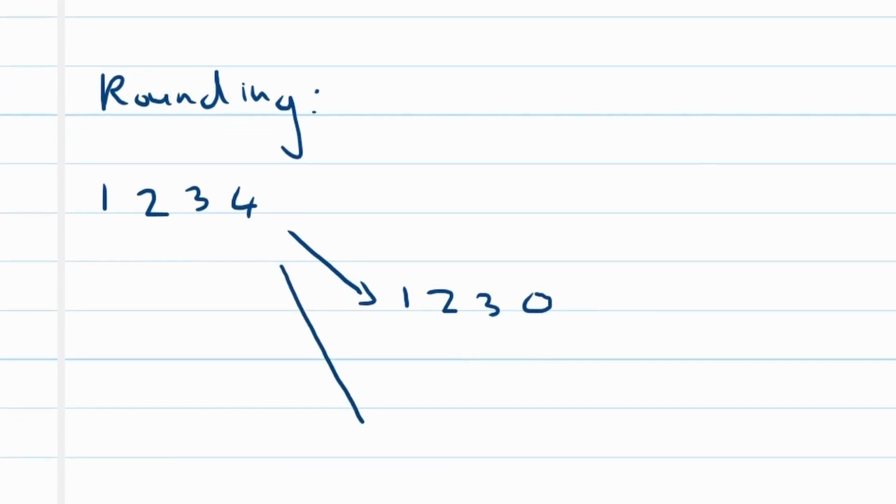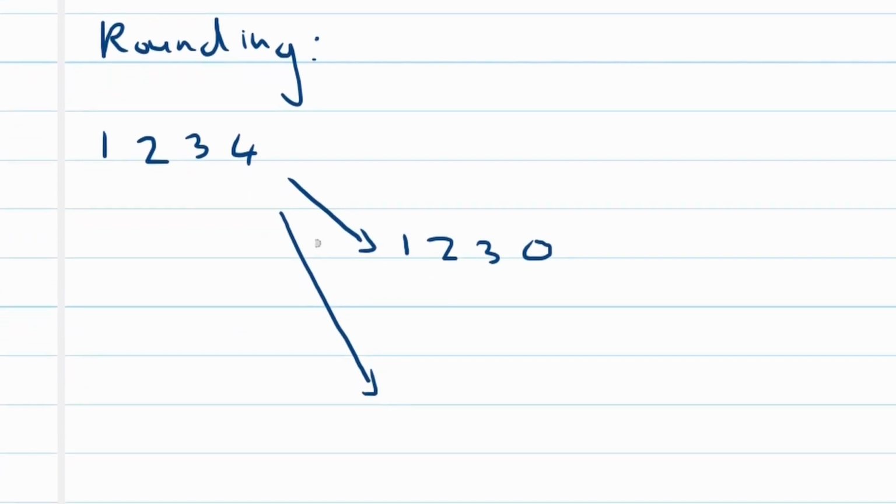If I say to the nearest hundredth, then we're going to look at the hundreds. So it's 1234. In other words, this value is below 50, so therefore this will become 1200. With the nearest 10, you look at this 4 value, and you see the 4 is below 5, so therefore it will be 1230.